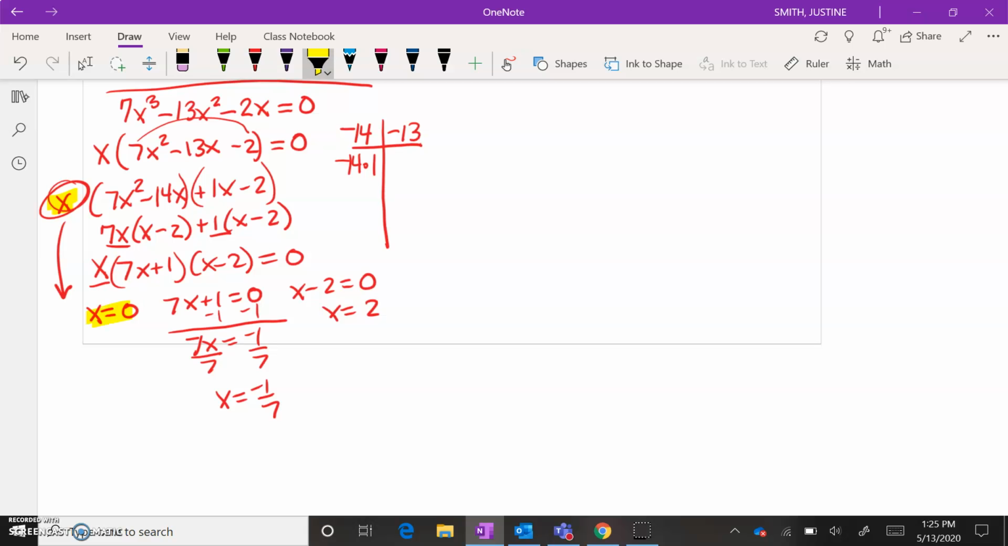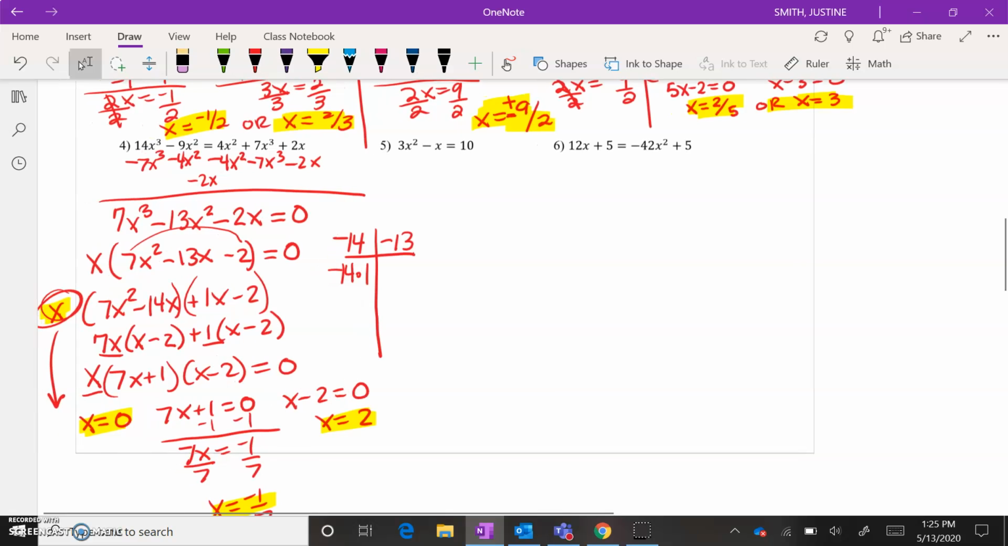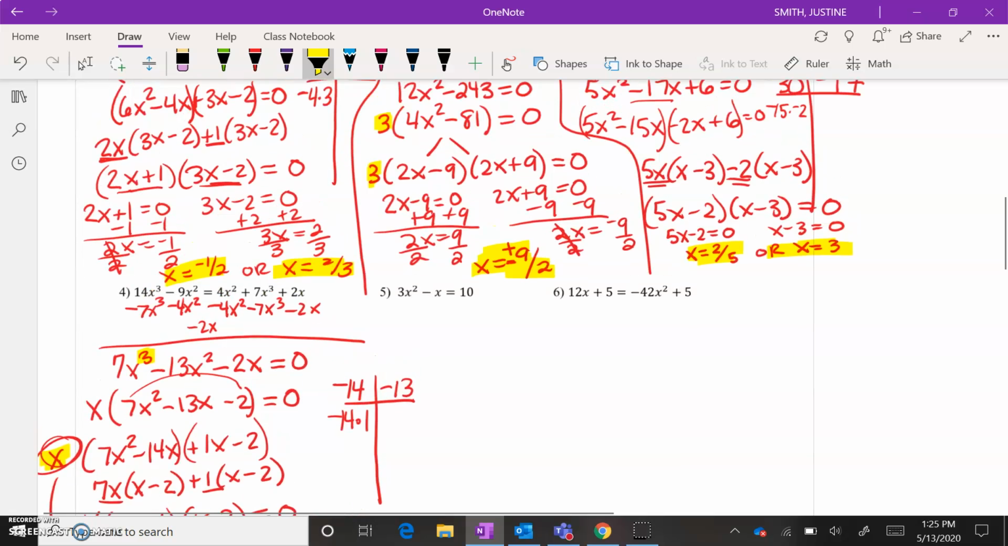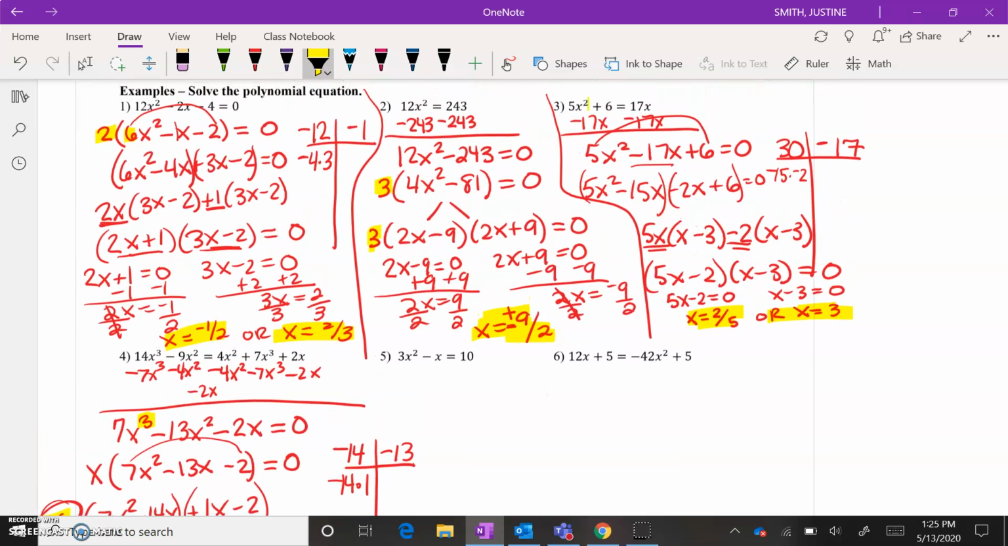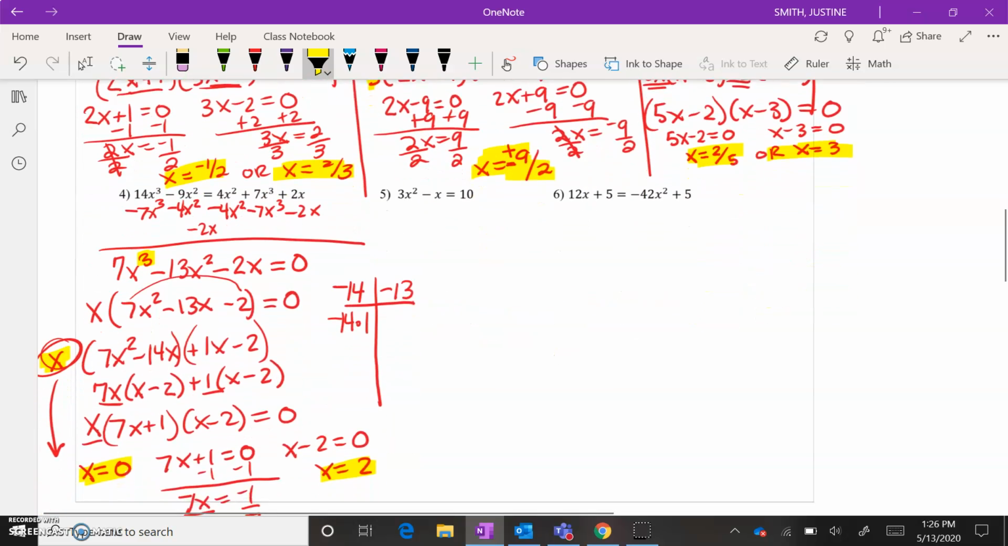Okay, and notice here I have 3 answers. And if you look at the problem, the highest exponent is 3. So I think we talked about that last week. If you look at the highest exponent, that's how many answers you should have.